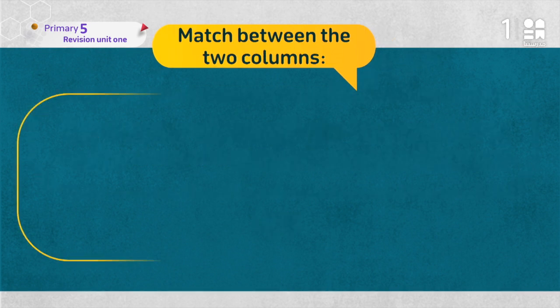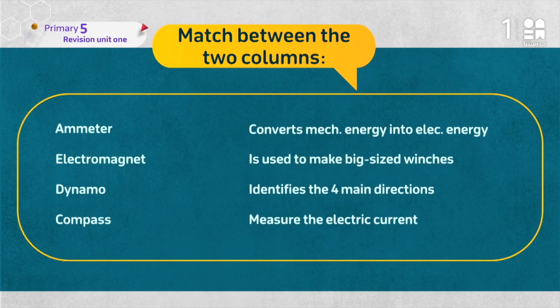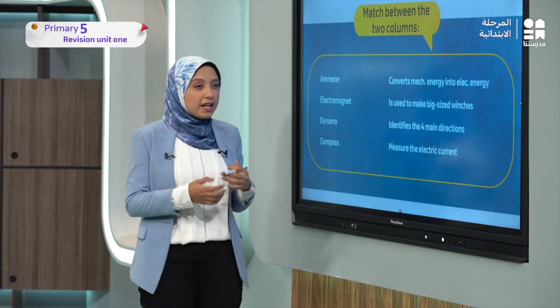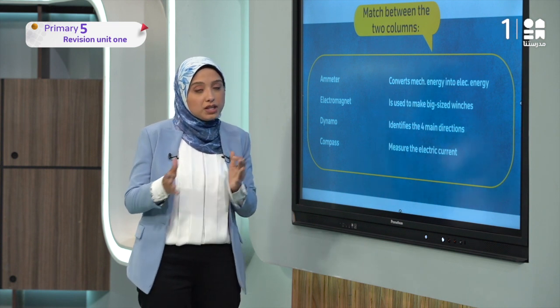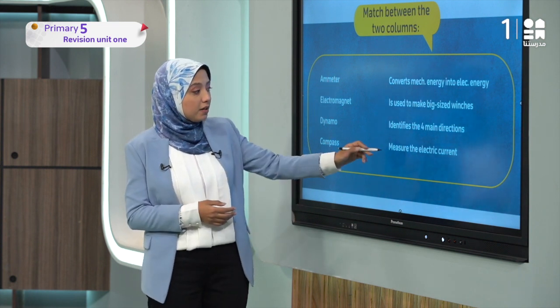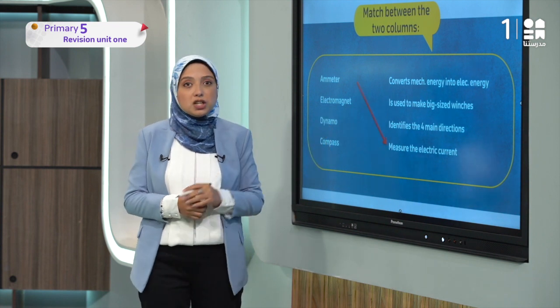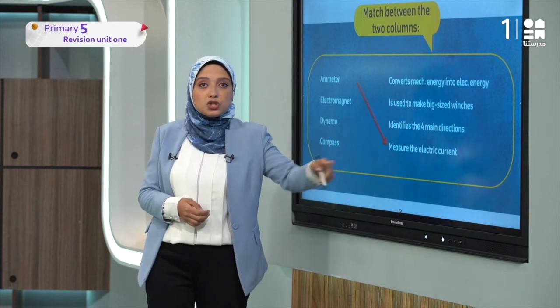Okay, now match between the two columns in here. Ammeter, electromagnet, dynamo and compass. Okay, طيب تعالوا نشوف الاميتر هو عبارة عن ايه؟ A device that we use to measure the electric current or the electricity. طب تعالوا نشوف هيبقى ايه هنا. يبقى to measure the electric current. The ammeter it's used to measure the electric current.